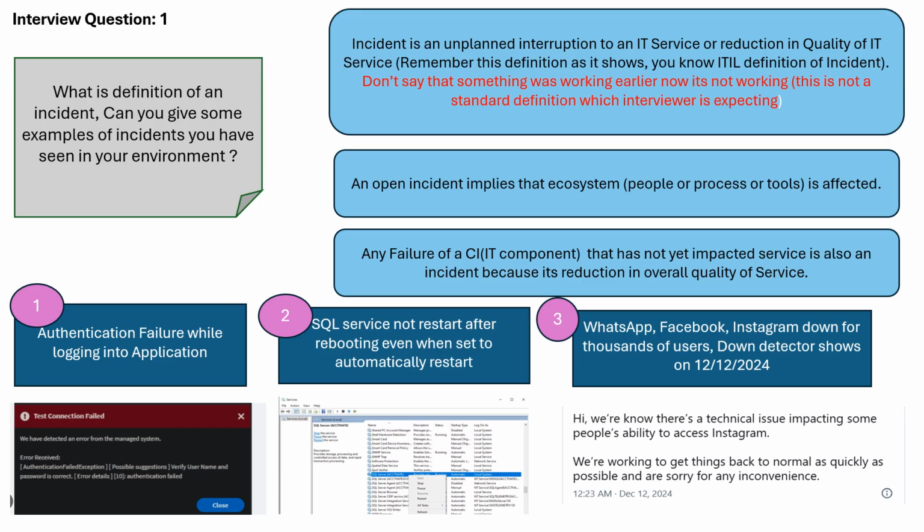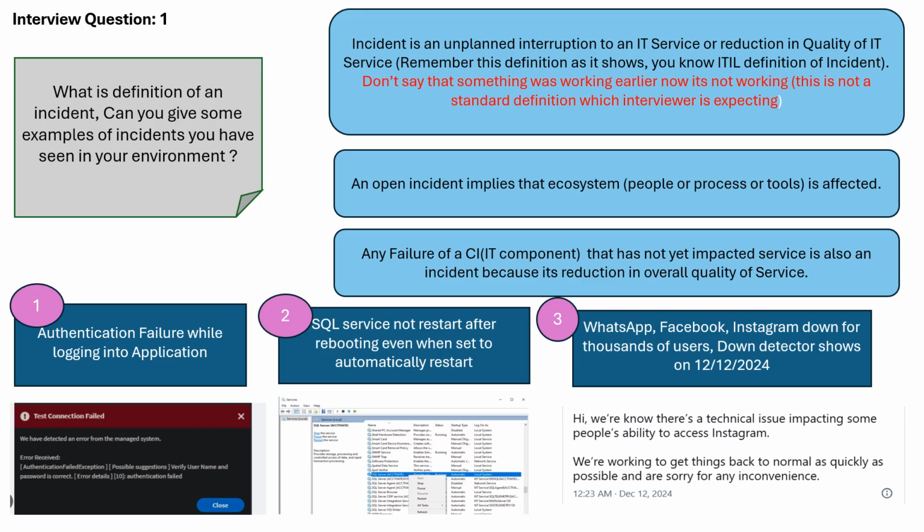Then these are certain examples which I have put here. You can either use these as examples or you can use certain examples from your project. Let's say authentication failure. When a user tries to access the application, he is unable to access that application. It might be authentication issues, might be anything. He is unable to log in to the application. That is an example.